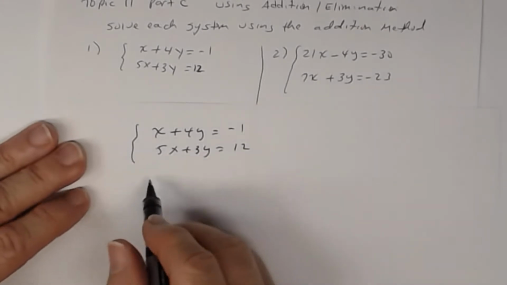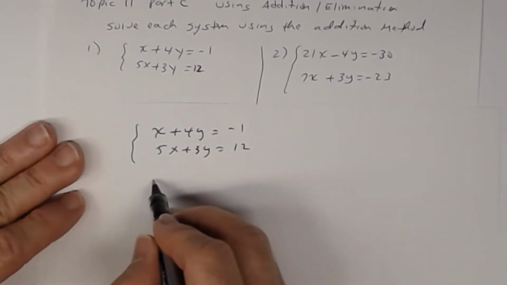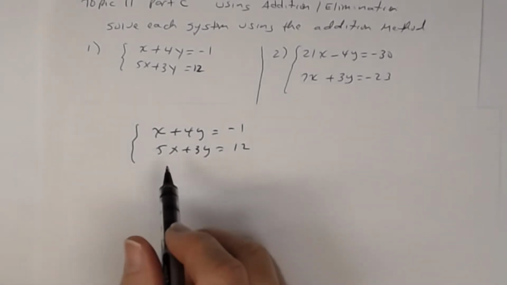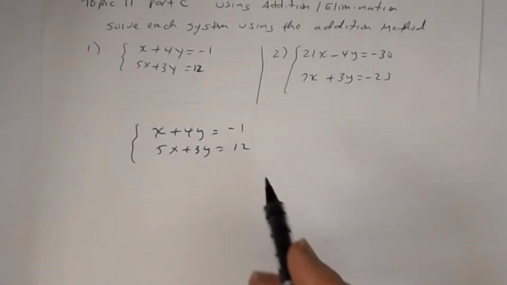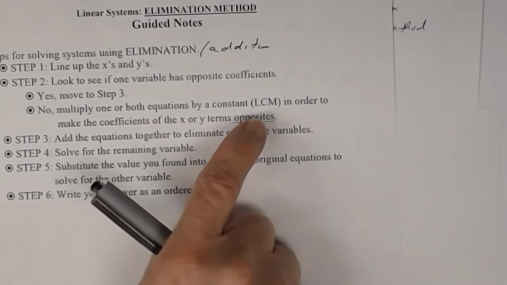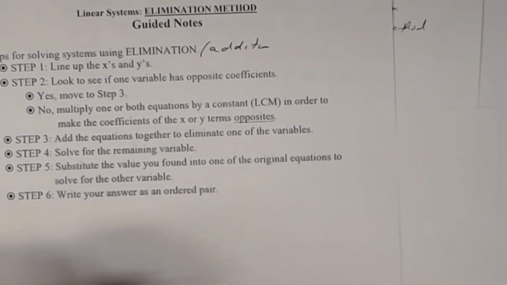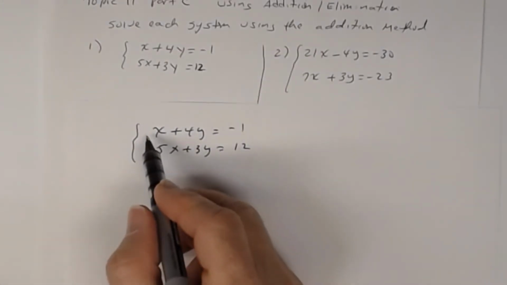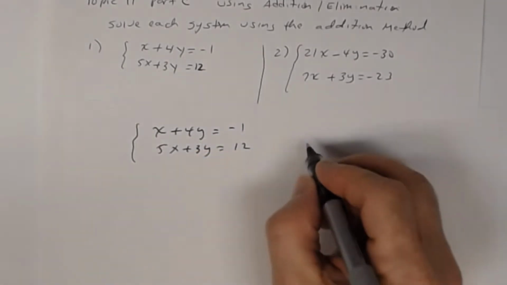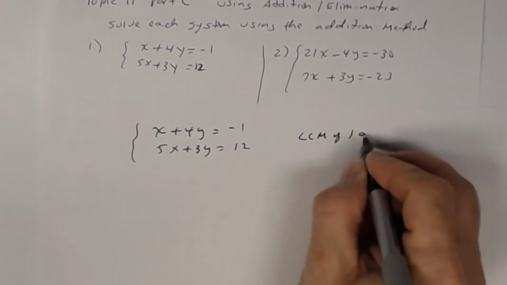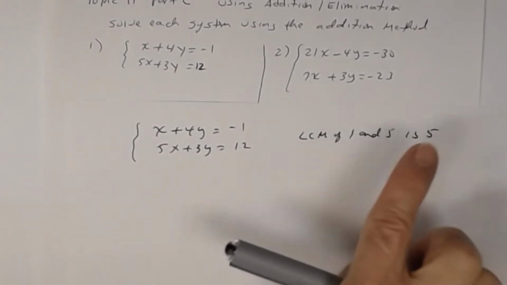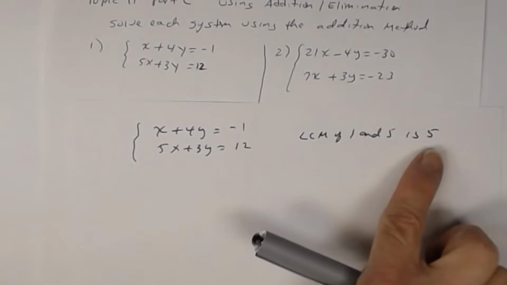The first thing I'm going to do is eliminate the x's first. Here's why I want to do the x's first. If I want the x's to be eliminated, the coefficients of the x's have to be opposites. If I look at the coefficients of the x's, which are 1 and 5, the least common multiple of 1 and 5 is what? 5. 5 is the smallest number that 1 and 5 go into.